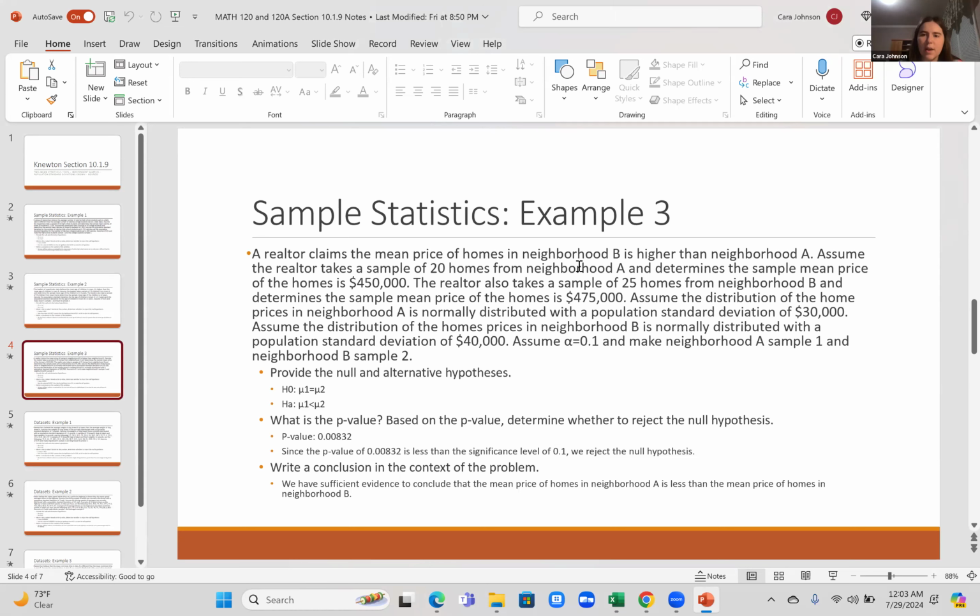You could also have said that neighborhood B is higher than neighborhood A if you prefer to use the original wording of the problem. So we have sufficient evidence here that HA is true, written out in sentence form in the context of the question.